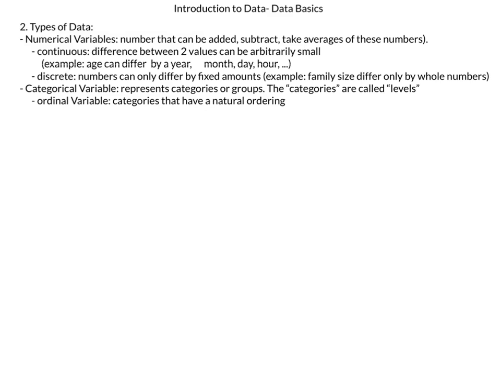Our biggest division of data is whether or not it's numerical data or categorical data. And here I've drawn that we can separate our data into numerical or categorical. If our data is numerical, that means the data is a number, and it makes sense to add, subtract, or take an average of these numbers. Categorical data represent categories or groups, and the categories are called levels. So you want to be careful, because sometimes with categorical data, we might assign a number to it just so that we can do a shorthand.